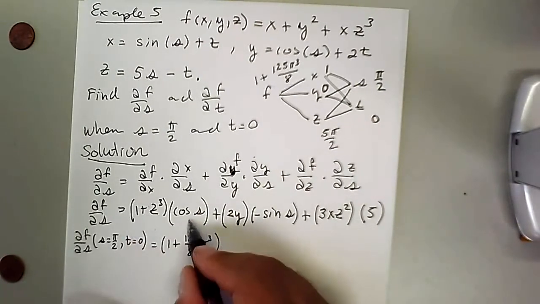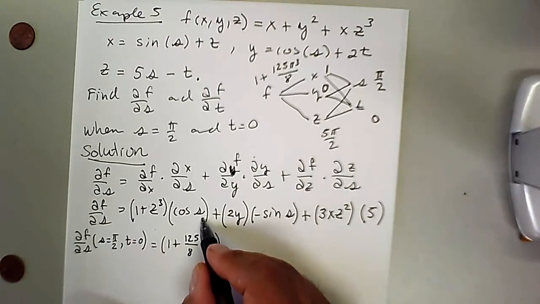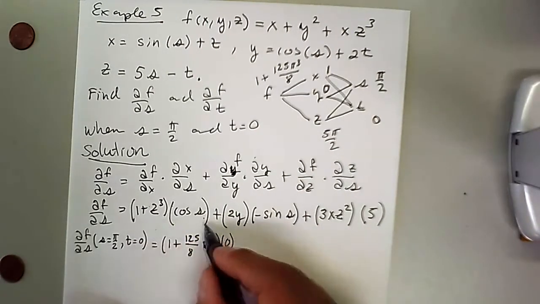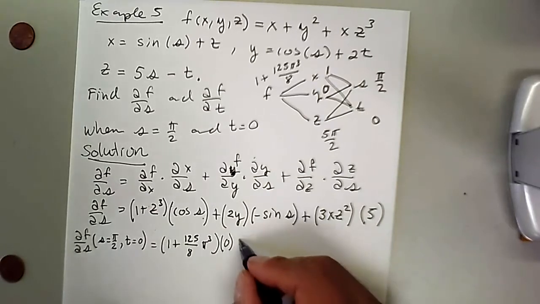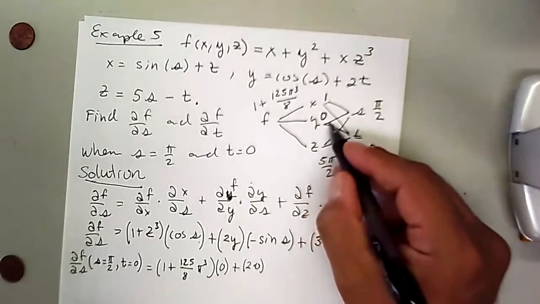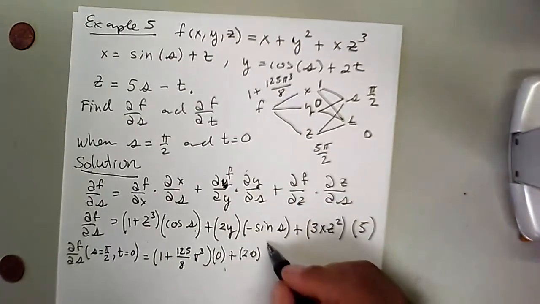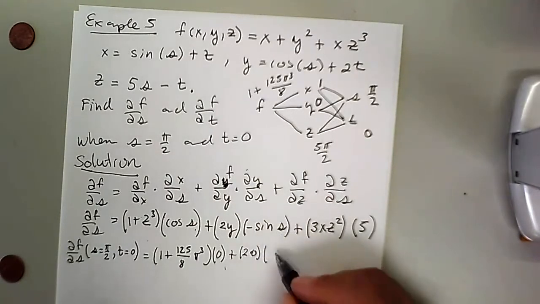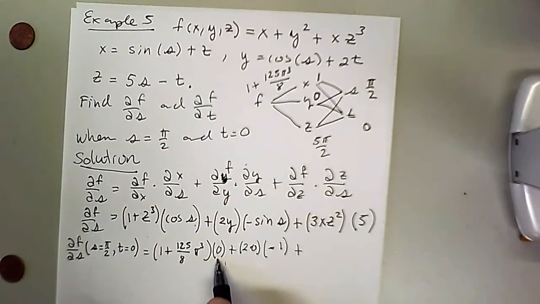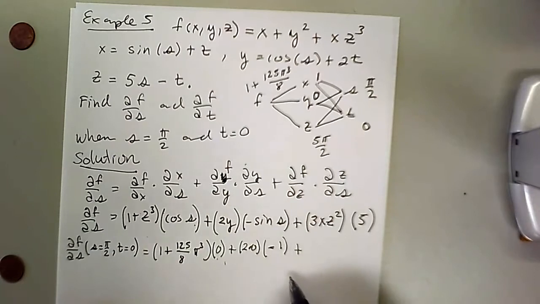That's just this factor. Cosine of pi over 2, let me think. Cosine of pi over 2, oh, is 0. Oh, so all of that is going to vanish. All of this is going to be 0 anyway. Plus 2y. 2 times 0 because y is 0. So all of this is going to be 0. Let's just finish it anyway. Negative 1 because s is pi over 2. Plus, so this is going to be 0 because of that 0. This term is going to be 0. That's not a 20, that's 2 times 0.